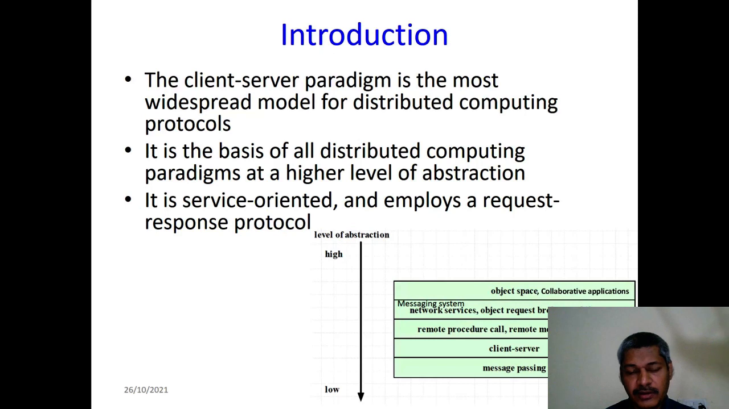So we have already discussed this one. The client-server paradigm is the most widespread model of distributed computing protocols, and it is the basis of all the distributed computing paradigms at a higher level of abstraction. We have seen the paradigms for distributed computing and their level of abstraction from high to low. And client-server is here, along with peer-to-peer as well, which falls at the same level.